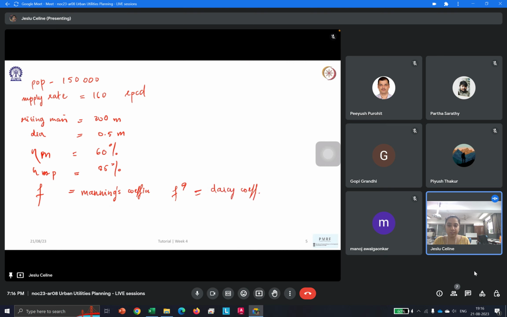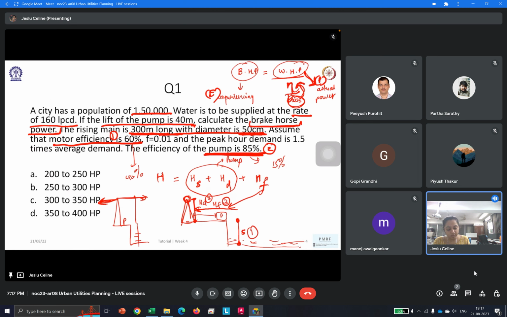So the equation mainly writes it in terms of f dash. So we have the relationship which says that f dash is equal to 4 times f. So in this case, our f is given as 0.01. So our f dash, the Darcy's coefficient, is 4 times 0.01. So this information, we'll see how we're using it. So that's all what's given.